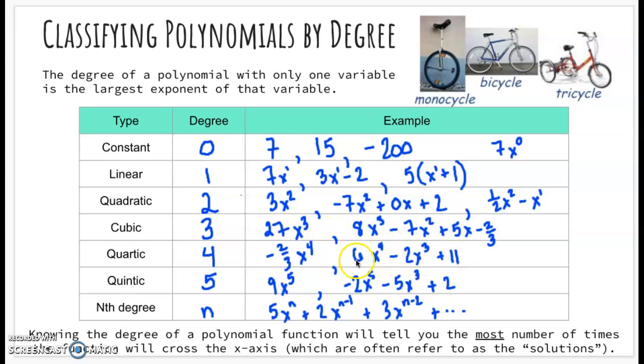Down here, 6x to the 4th minus 2x cubed plus 11. Here we see three terms, separated by subtraction and addition. So we would call that a trinomial, right? So this would be a quartic trinomial right here. Or down right below it, you see a quintic trinomial. And so on and so forth.